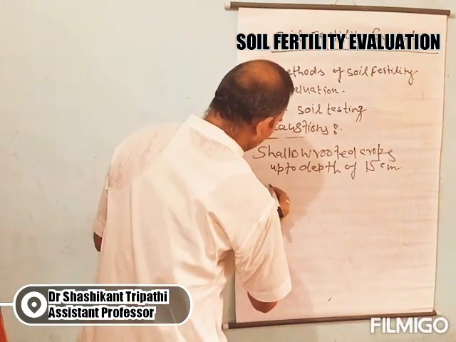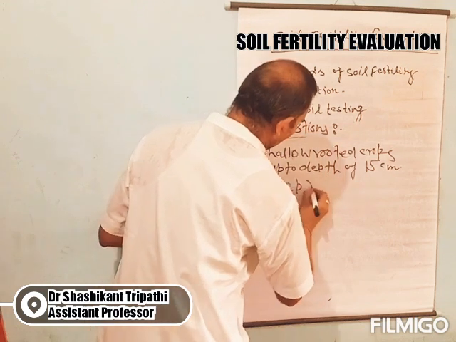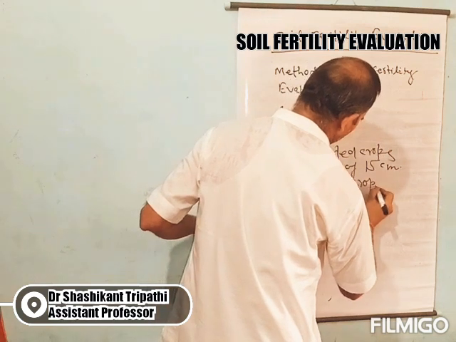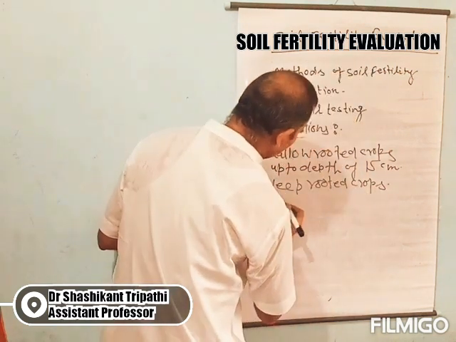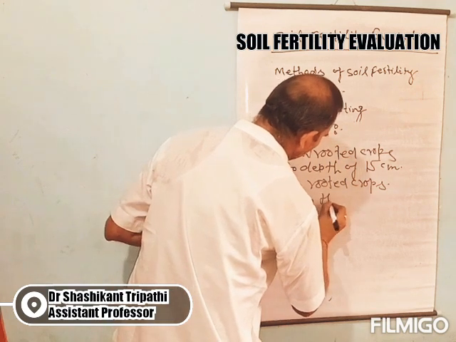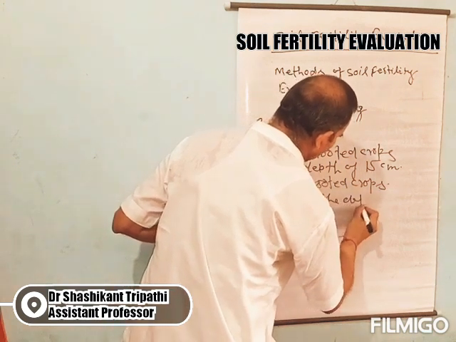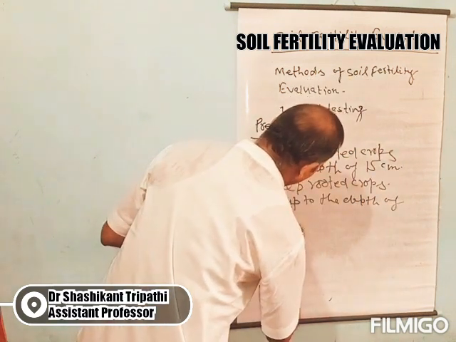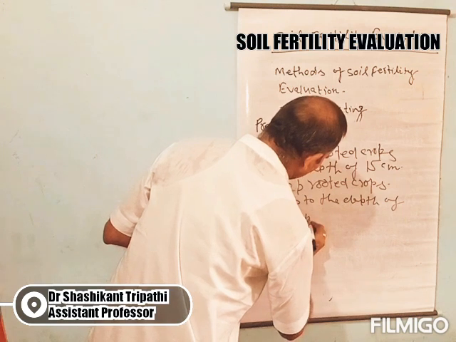For deep rooted crop, collect the samples up to the depth of 22 centimeter.